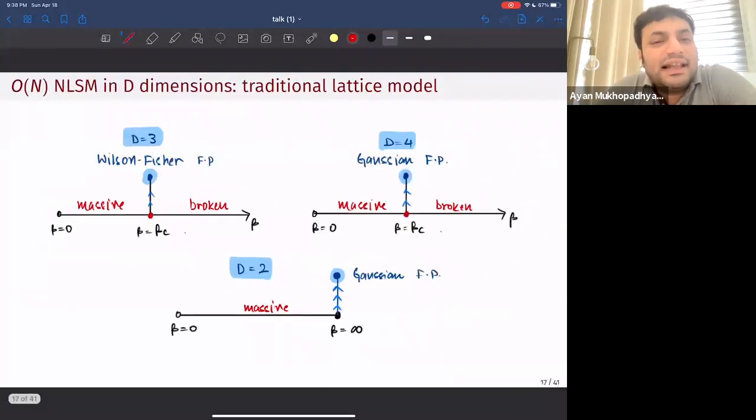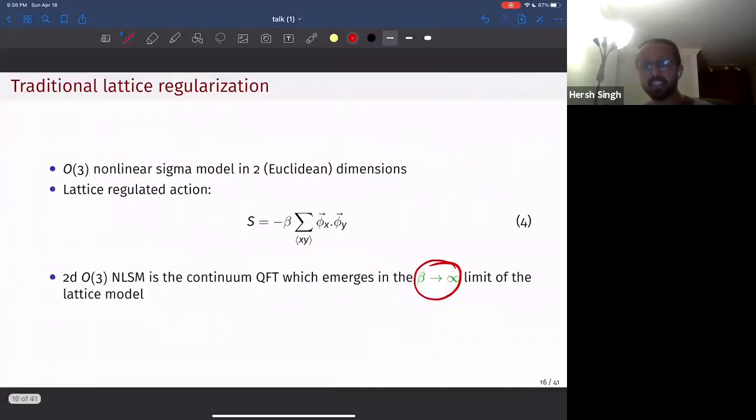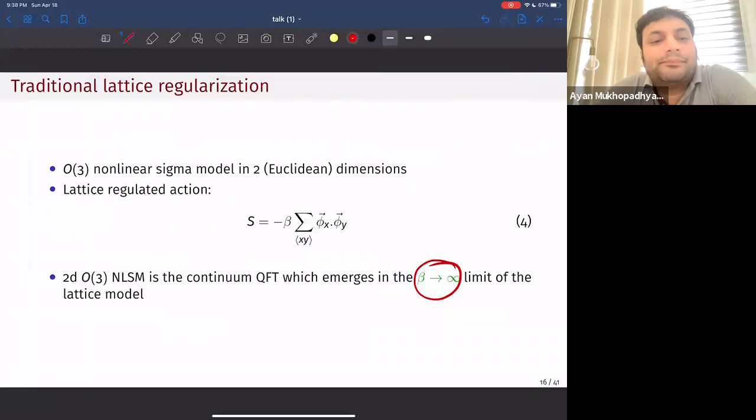Sorry, but this still has an infinite number of degrees of freedom at each lattice site, right? Yes, exactly. This is what I'm calling the traditional lattice regularization. Okay, thank you.